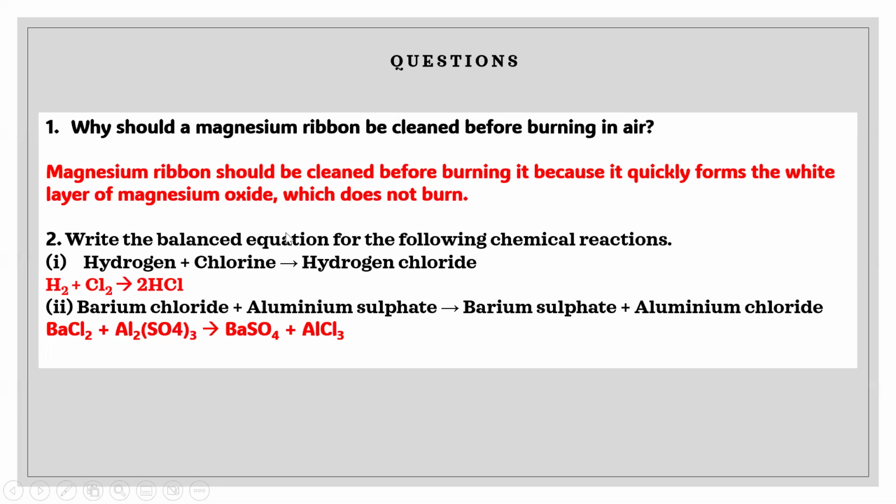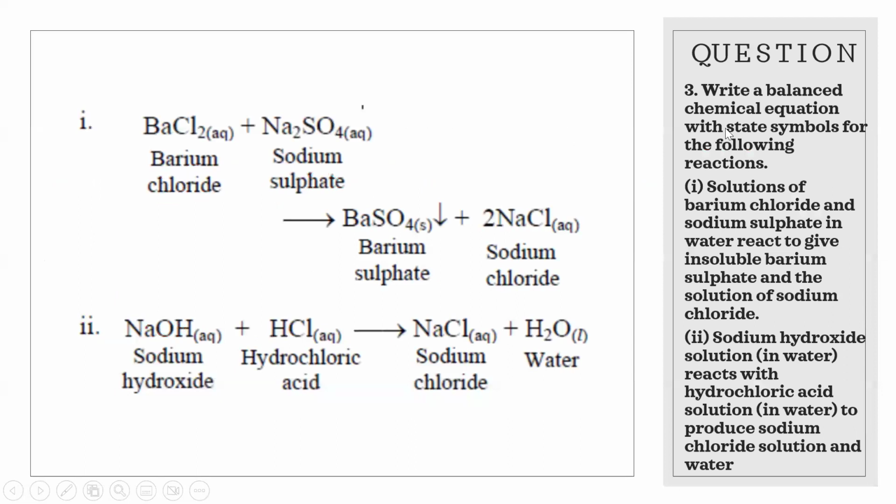Next one is balancing the chemical equation. Hydrogen plus chlorine will give hydrogen chloride. So H2 plus Cl2, you can say hydrogen chloride or hydrochloric acid, both are the same. Next one is barium chloride reacting with aluminum sulfate to give barium sulfate plus aluminum chloride. So barium chloride plus aluminum sulfate will give barium sulfate plus aluminum chloride.